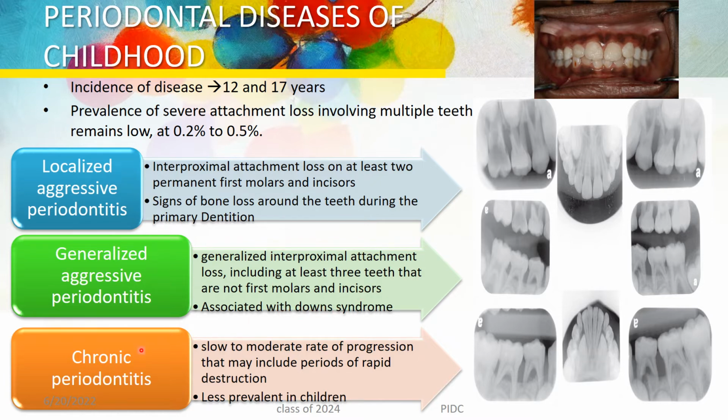Chronic periodontitis may have a slow to moderate rate of progression that may include periods of rapid destruction. This is a little less prevalent in children. In other words, it is more common in adults.